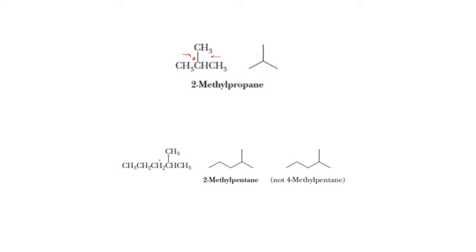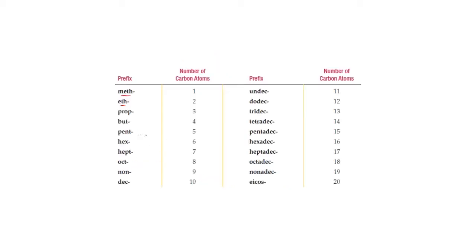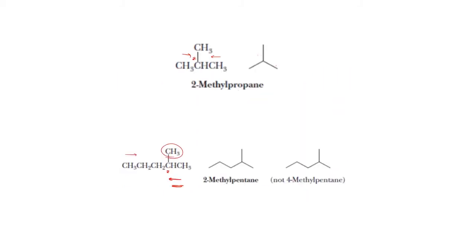Now, if I look at this structure, in here I have the methyl group at the position either number 2 if I number from this side, or it can be at the position number 4 from that side. This is why I should number from this side. I don't say 4-methyl pentane, but I say 2-methyl pentane. And pentane, because I have 5 carbon atoms, so I take from the table here penta, so it is pentane with the suffix ane.